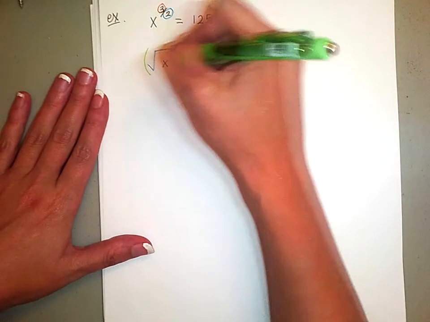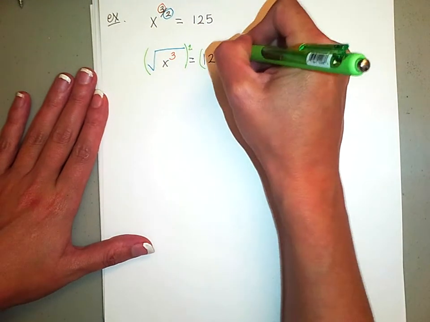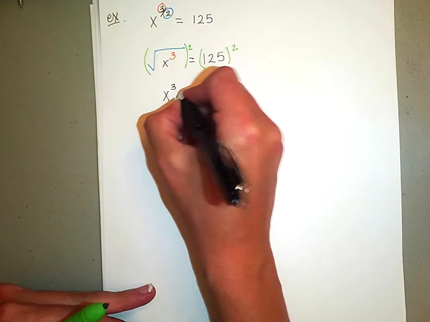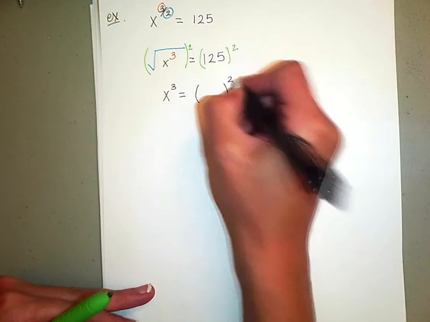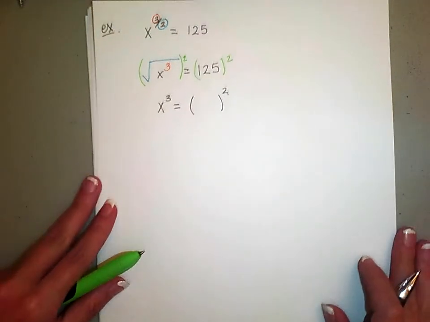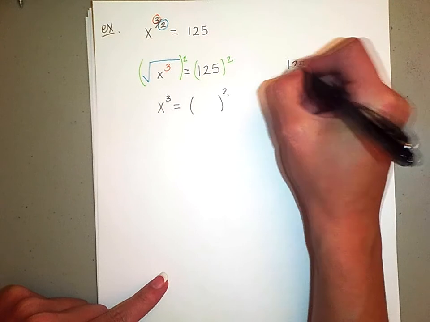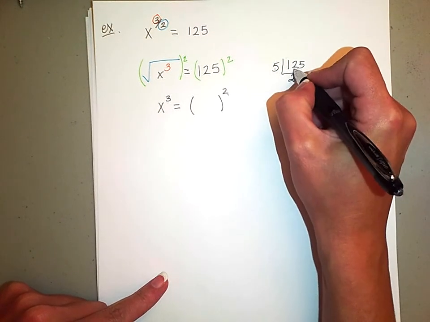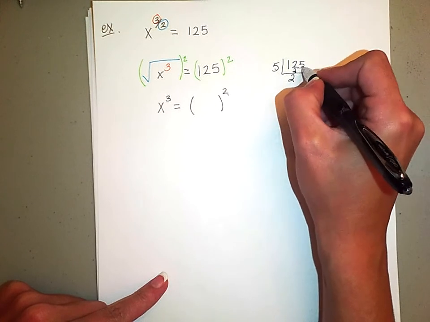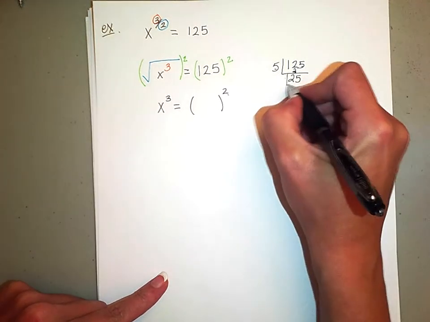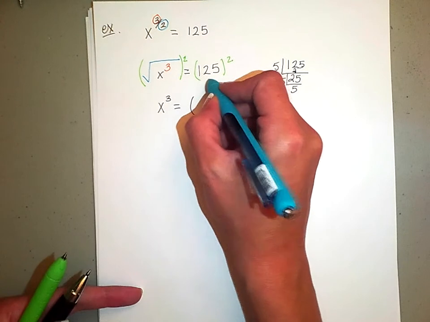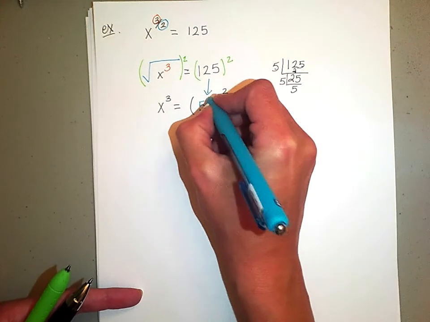So if I want to undo the square root, I'm going to square both sides. And on this side we will have simply x cubed is equal to, again, where I don't want to square 125, so let's reduce it if we can. So 125, 5 goes in there, 5 goes into 12 2 times with a remainder of 2. Then 5 goes into 25 5 times. And then 5 goes in 5 times. So that is 125 is 5 cubed.